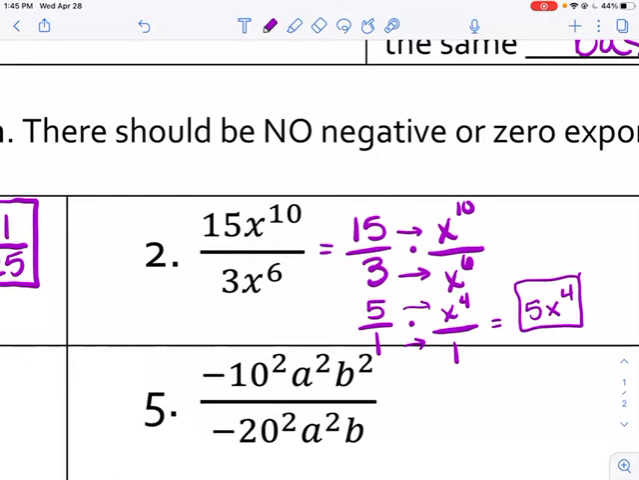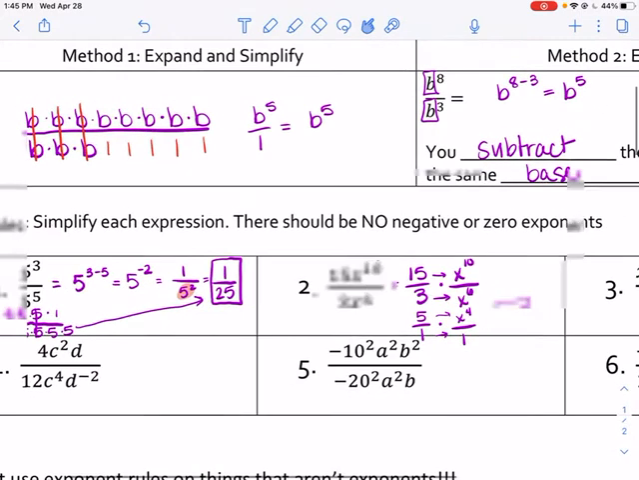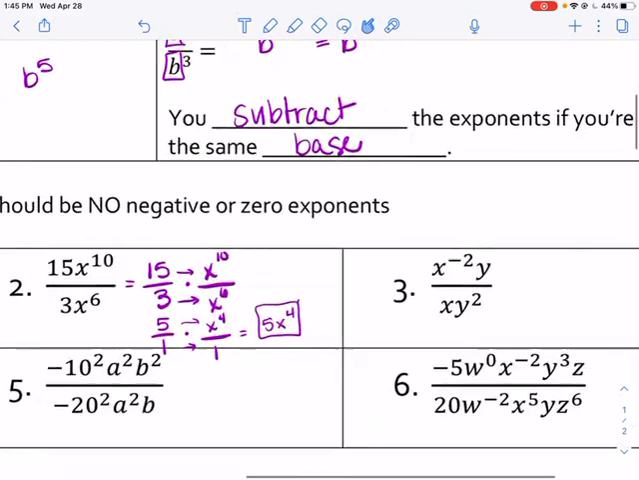Now, you don't have to separate it out each time, but I'm letting you know that I only deal with each piece at a time. I'm dealing with the letters that are the same and the numbers that are the same. And this helps me do really, really big problems really easily. Let's look at number 3.